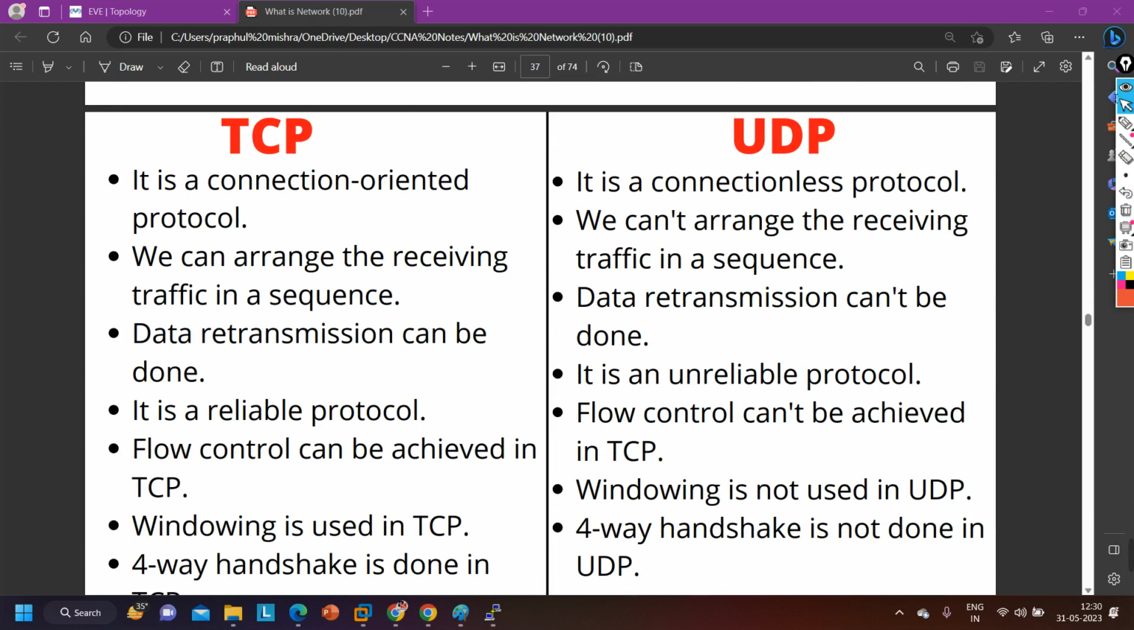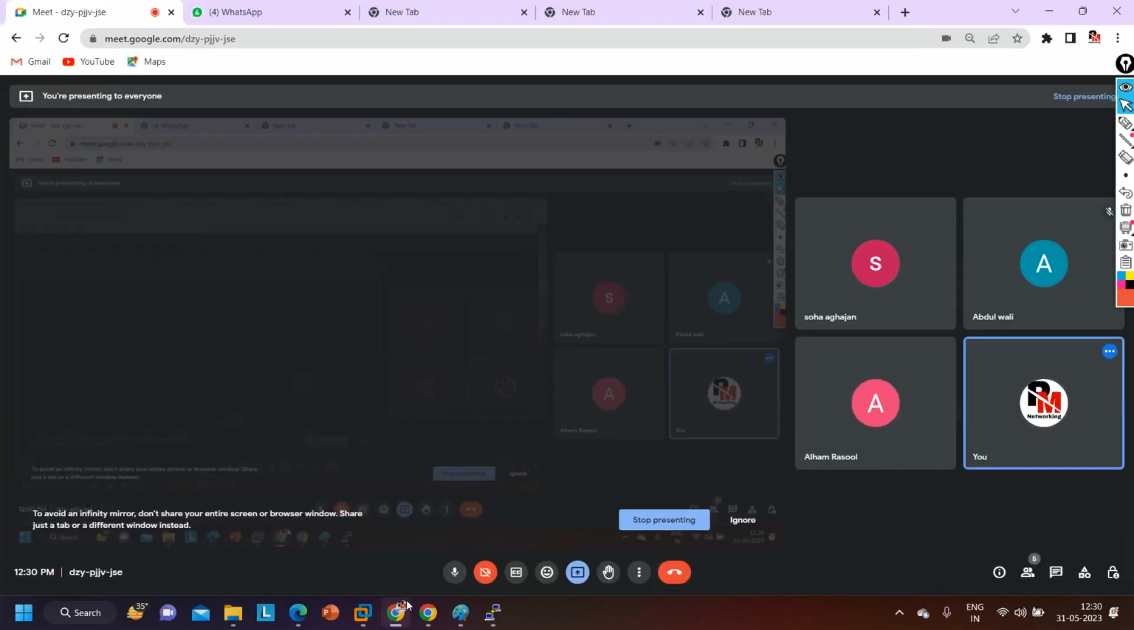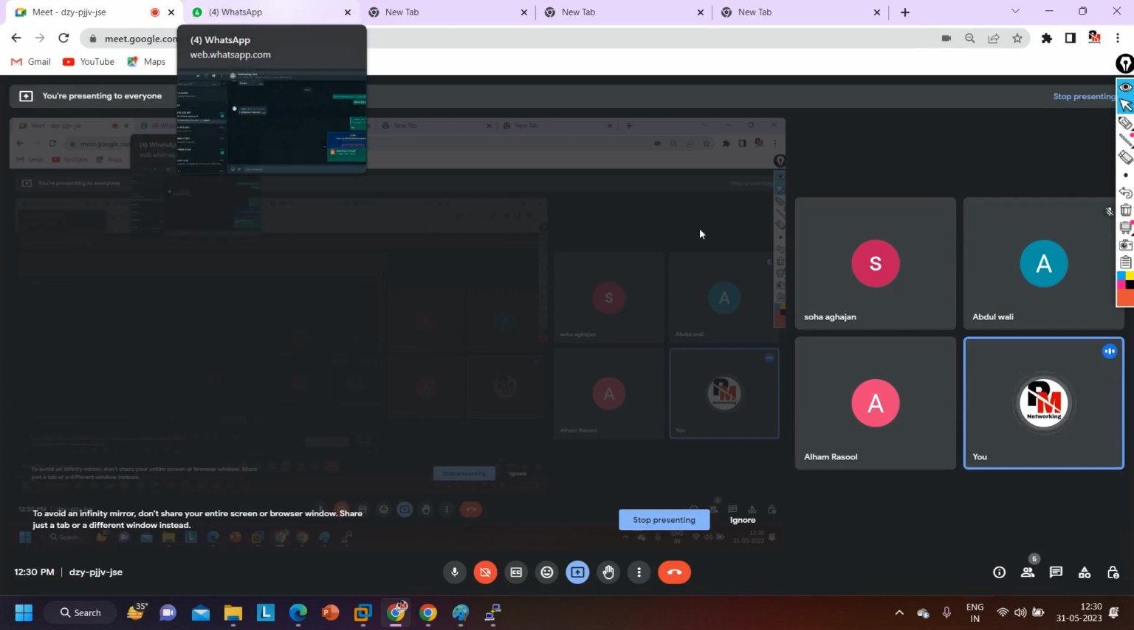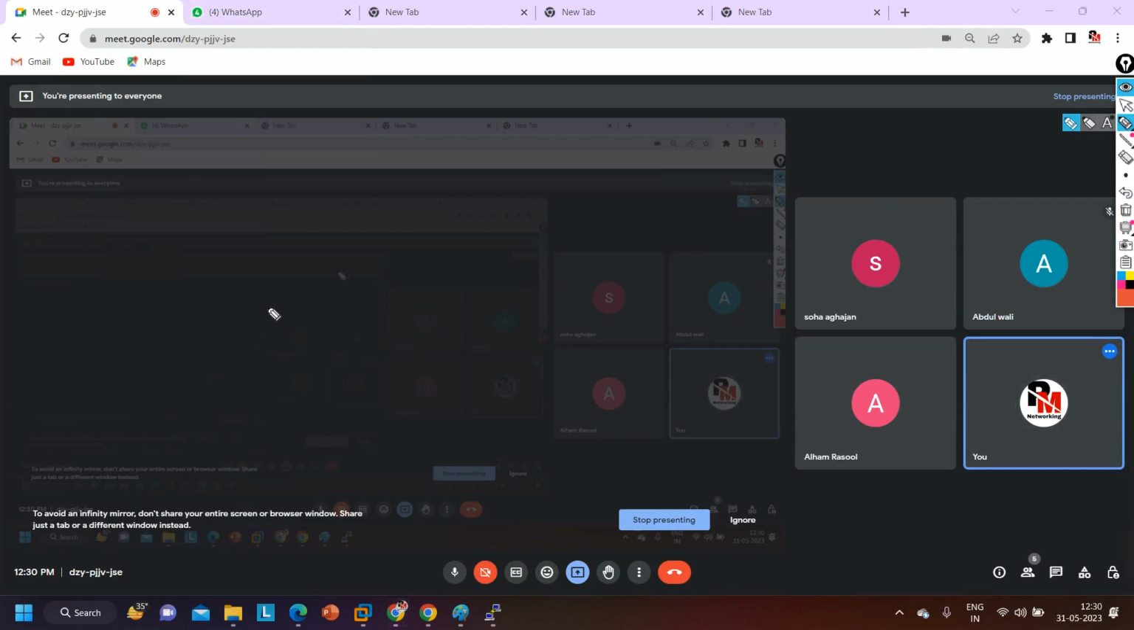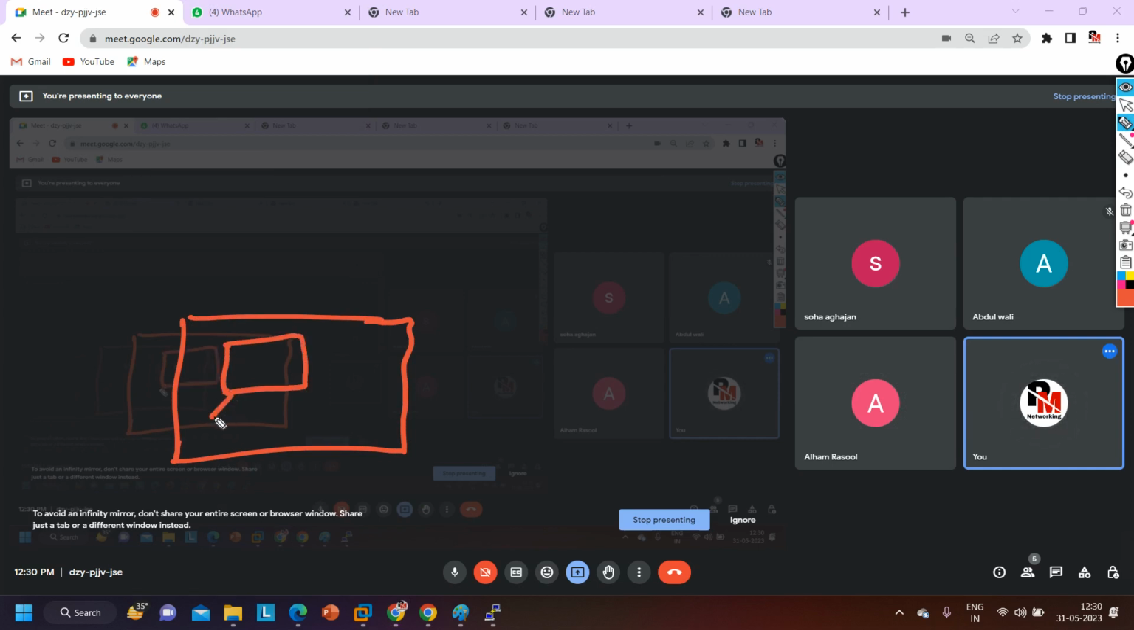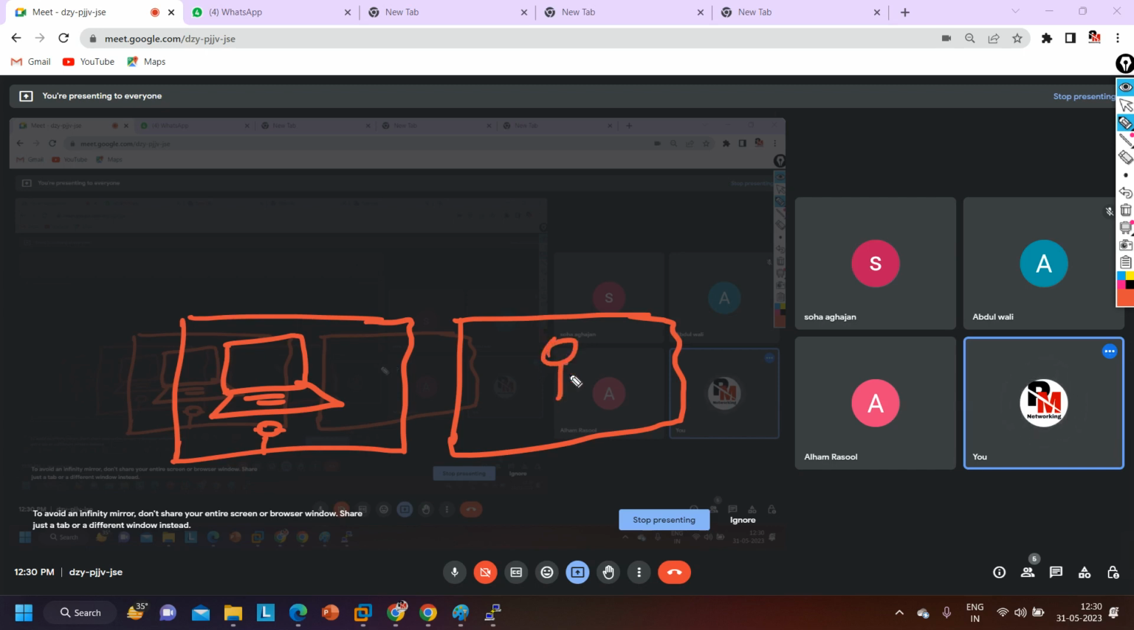Now see, first understand what we mean by connection-oriented and connectionless. This is a logical connection. I am talking about the logical, not the physical connection. Let's say I am sitting in my studio, and from here I am teaching you from my laptop, right? Here I am sitting. In my next room, in the room beside me, my brother is sitting. My brother is there.